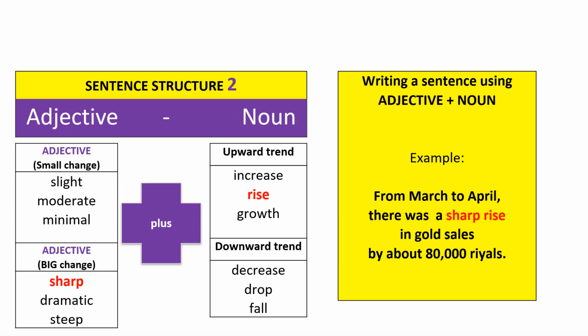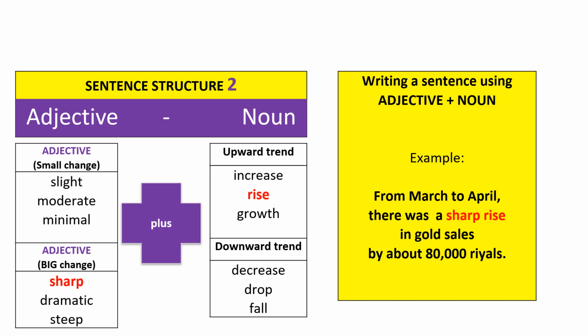On this slide, you can see the sentence structure too. It is the adjective noun combination. Now, check the box on the left side. These are the adjectives you can use to describe the degree of change, whether the change is big or small. Do you see the difference? From the adverb sharply, now it is changed to sharp. Sharp is an adjective. Now, I want you to take a look at the box with the nouns written on it. Are you looking at the nouns now?